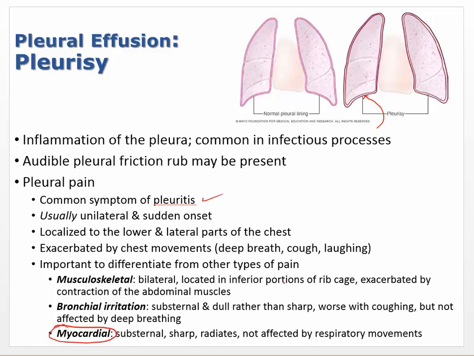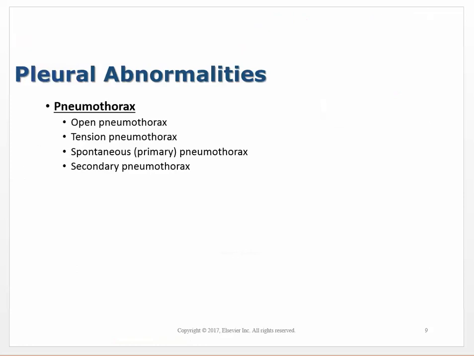Musculoskeletal pain could be exacerbated by contraction of the abdominal muscles, which are not your diaphragm. Those are your abdominal muscles, okay? So that shouldn't be affected if it's pulmonary. Bronchial irritation is substernal and duller rather than sharp, worse with coughing, but again not affected by deep breathing. This deep breathing thing is kind of an indication that we've got a pleurisy, something with the pleural lining. When it stretches, that's when you're feeling the pain.